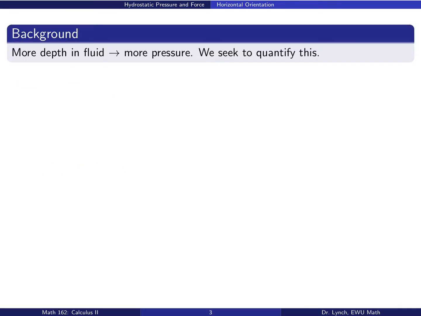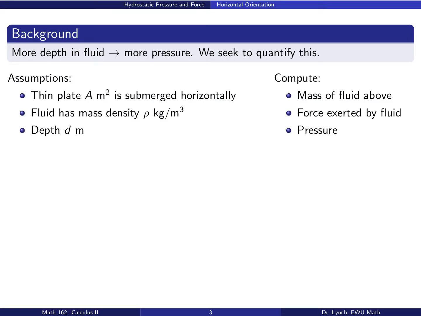So here's sort of the general idea. Everyone knows if you dive down to the bottom of the pool, you'll feel pressure in your ears, and the more depth you have in the fluid, the more pressure you feel. So our goal is to quantify this. So we'll start off with thinking about a horizontal orientation.